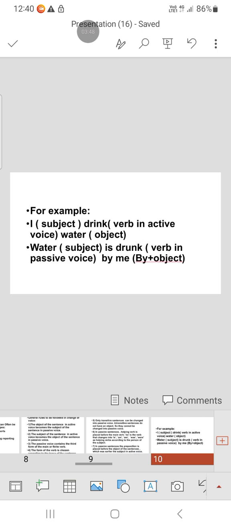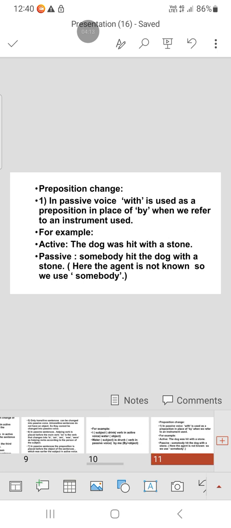For example, I drink water. Here I is the subject, drink is the verb in active voice, water is the object. Then next, water is drunk by me. Here the subject is water and drunk is the verb in passive voice. By me, by plus object.